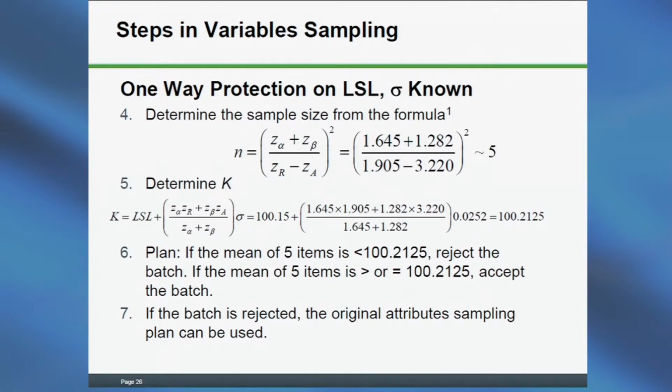Now, the other factor we have to think about is obviously the alpha beta risk. Here's the formula in which we plug in the z values for the acceptable and rejectable quality level and the alpha and beta risk, and it comes out to about 5. So instead of taking a sample size of 80, we're going to take a sample size of 5, and then we determine K from the formula. It ends up being 100.2125. So the plan is very simple. If the average of 5 items is less than 100.2125, we're going to reject the lot. If the mean of 5 items is greater than 100.2125, we'll accept the batch. And then if the batch is rejected, we go back to attribute sampling.